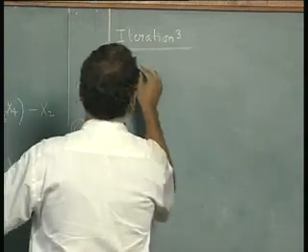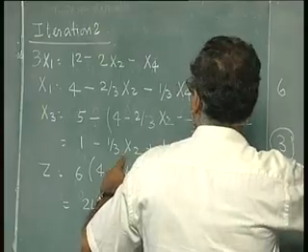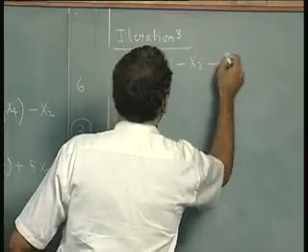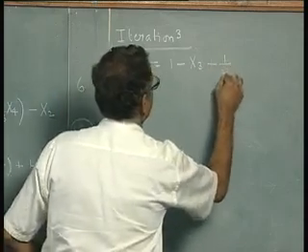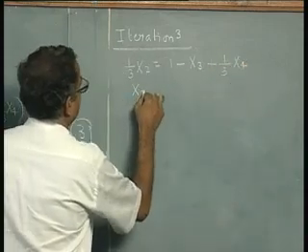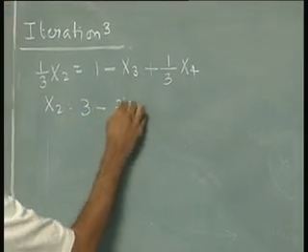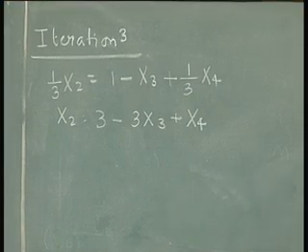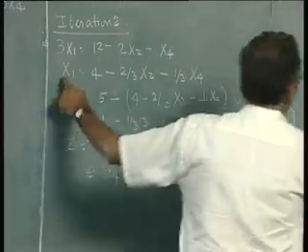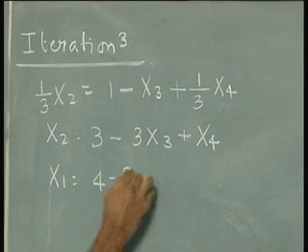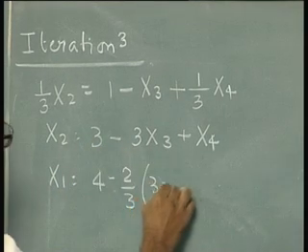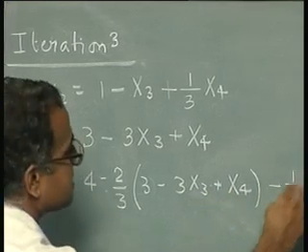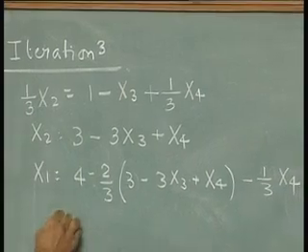Now, this becomes 1 by 3 x2 equals 1 minus x3 plus 1 by 3 x4, x2 equals 3 minus 3 x3 plus x4. Now, the next equation is this, x1 equal to 4 minus 2 by 3 x2, 3 minus 3 x3 plus x4 minus 1 by 3 x4.